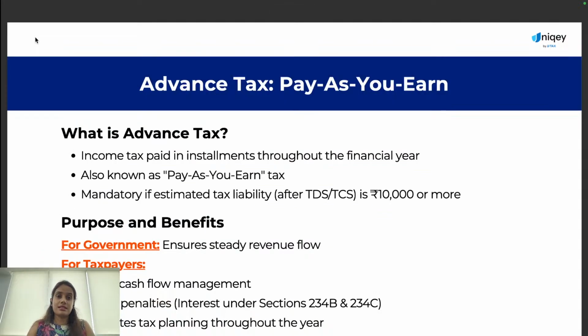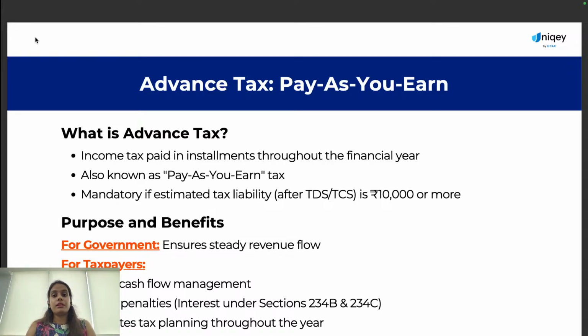So now let's discuss what is advance tax. Okay. So I can say advance tax is like pay as you earn. Whenever you have any income, you should pay taxes on it at the same point of time so that you can avoid interest and penalties at a later point of time. So what is advance tax? Income tax paid in installments throughout the financial year is called advance tax. It is also known as pay as you earn tax.